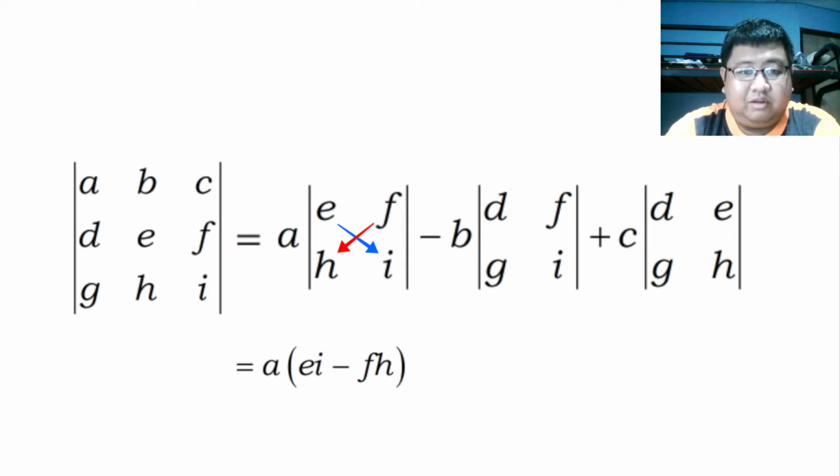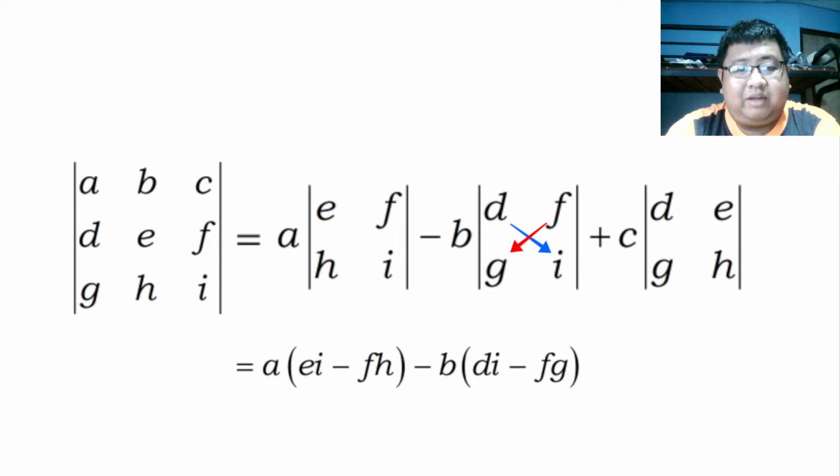Now, for the second term, for the second 2 by 2 determinant, you have B times I and then F times G. That's why I have BI minus FG there within parentheses. And remember to copy the negative B outside. In similar fashion, you can have D times H and E times G for your third 2 by 2 determinant. So that's DH minus EG.